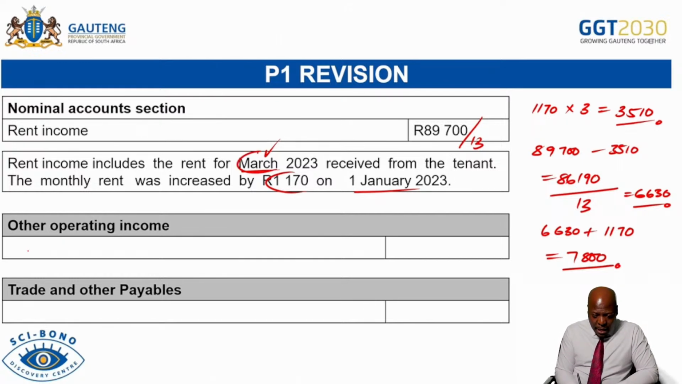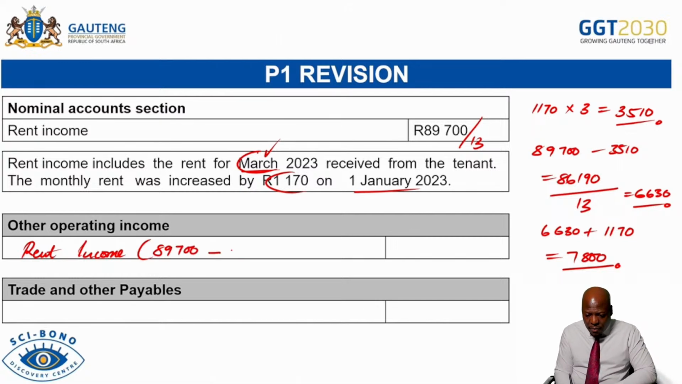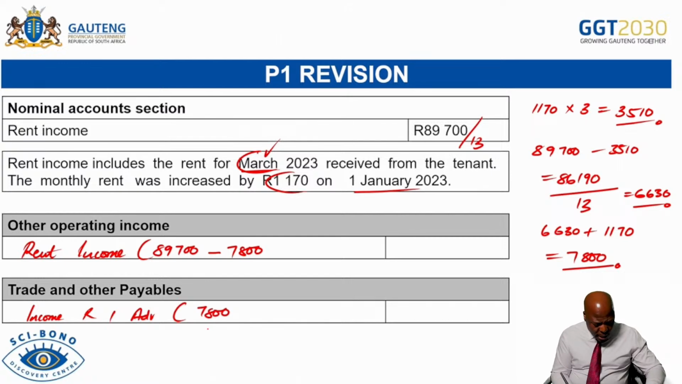So on my other income, I'm coming here to say rent income. Rent income, and then I open my brackets and I'll say my 89,700, and then I'm going to subtract my income received in advance, which is 7,800. Okay, and then once I've received income in advance, it goes to trade and other payables. So I'm going to come here and say income received in advance. I just wanted to show you that this will come here as 7,800. Okay, I'm going to now move on to the next adjustment.